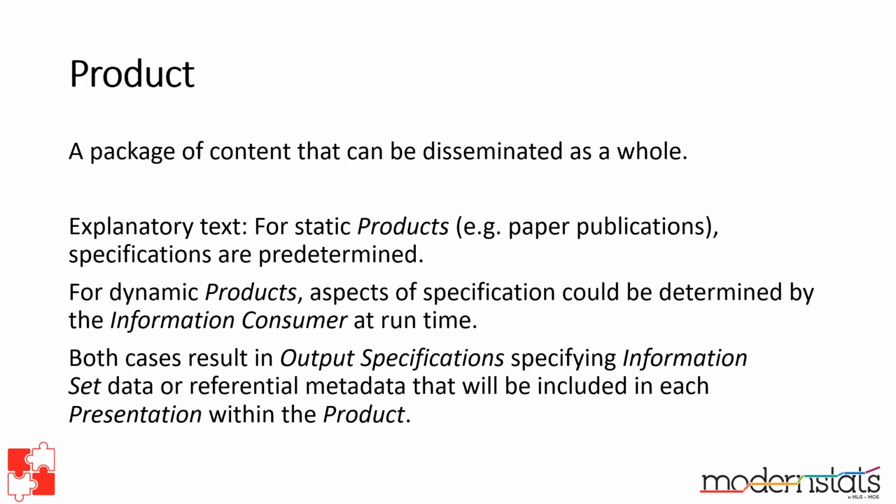And a product is a package of content that can be disseminated as a whole. So for statistics products, you have paper publications, and dynamic products, as I showed earlier, where the information consumer decides themselves: I want to see these variables, not those ones. I only want to see those years and not all the years available. In both cases the product results in an output specification, which specifies the information set of data or referential metadata that will be included in the presentation of the product.